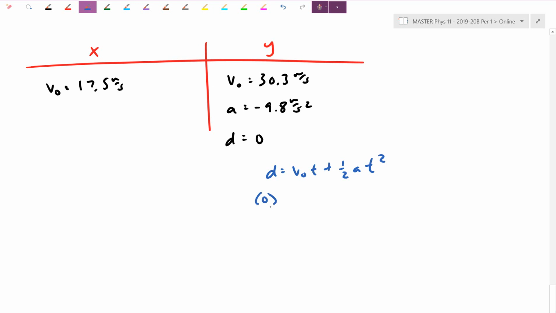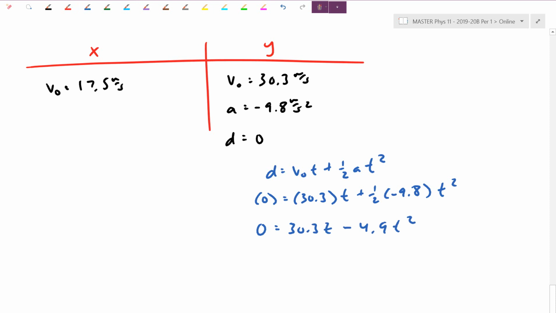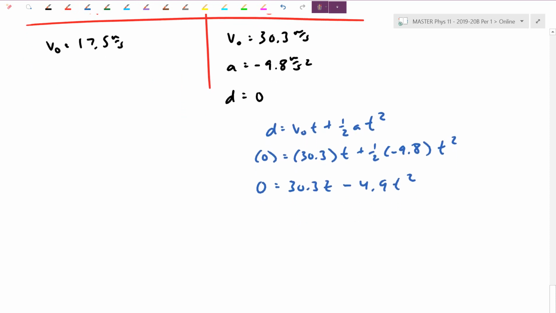The displacement: I'm no higher or lower than where I started. Initially, I was kicked upwards at 30.3, times a time I don't know yet, plus 1/2 times negative 9.8 times t squared. 0 is equal to 30.3t minus 4.9t squared. In the cannonball type question, this one here would end up as a quadratic formula. Nicely in this case, because our displacement was 0, we can just simply use a factoring technique.